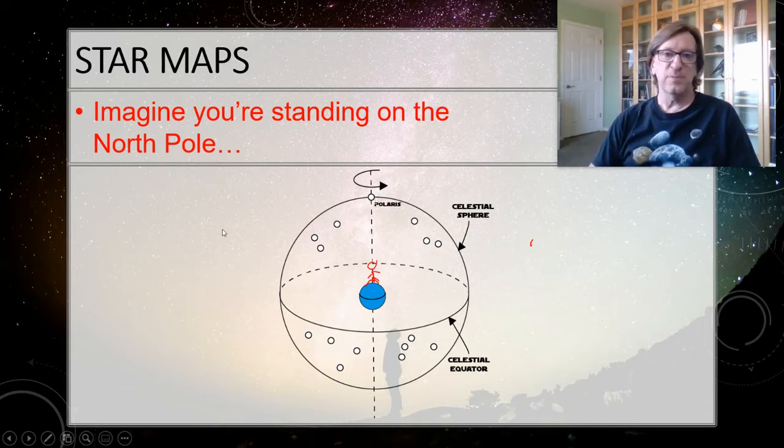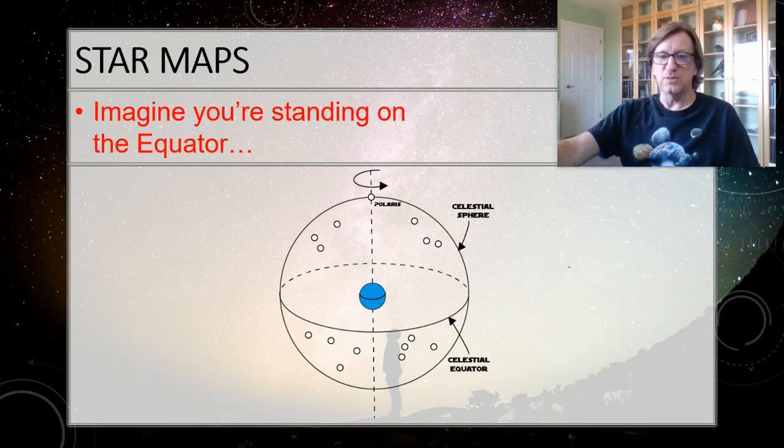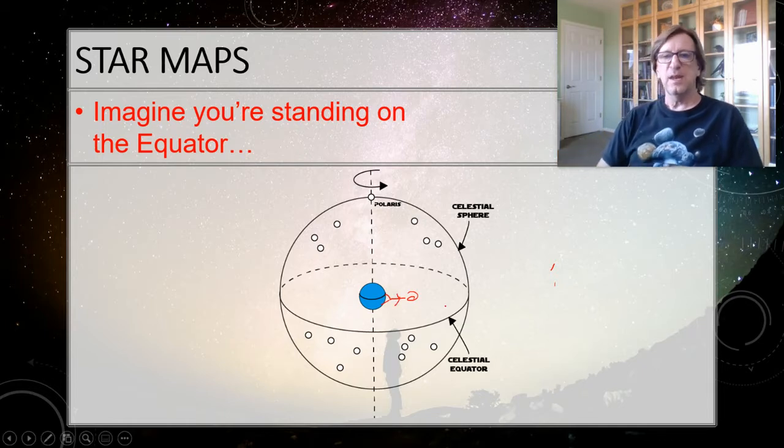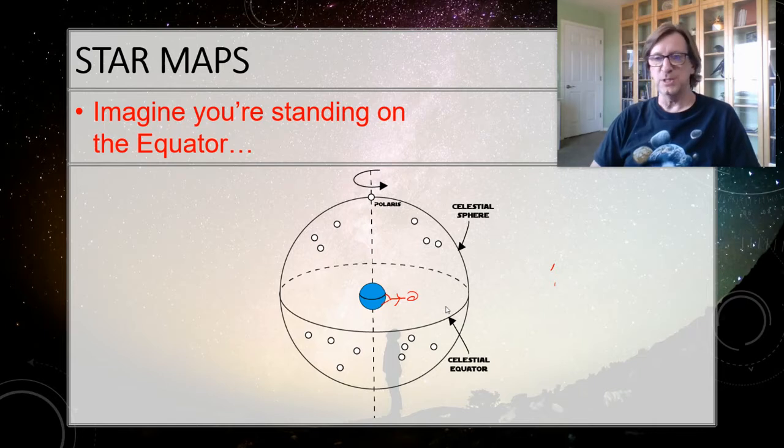All right, now imagine that you're standing on the Earth's equator. So you're like this. Now where is Polaris going to be? Pause the video and think about it. Mark it on your sheet.